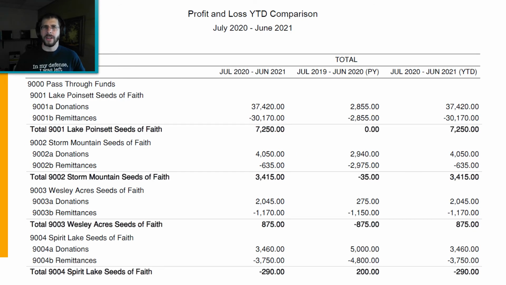So let's go back to our year-end profit and loss, and you're going to see here's my donor restricted funds, or many of them. And you can see that for donations, I had 37,420, remittances 30,170, so I had extra income in that fund of 7,250. So I'm going to need to increase their equity account by that amount. And same for Storm Mountain, I'll increase that one, and Wesley Acres, and then Spirit Lake, I'm going to decrease it because I remitted more money than I actually had, and probably that had to do with extra money that I received the prior year before that. So we keep track of that.